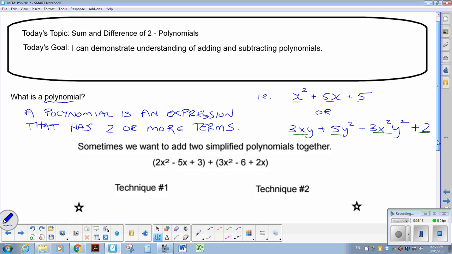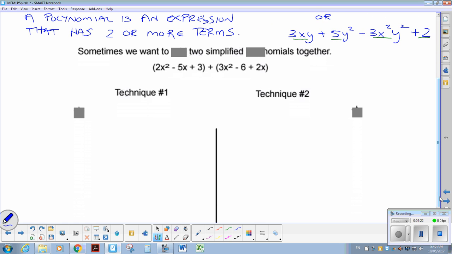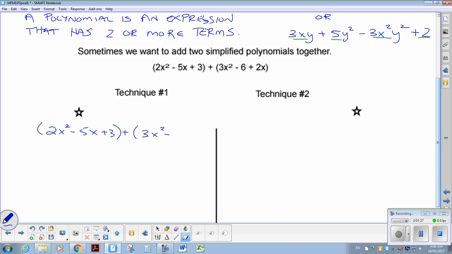So what we want to be able to do is add them together. And there's two techniques, two approaches that you can use. The first technique is kind of working with it as is. So I'm going to just rewrite it basically from above. It's minus the 6x, minus 6 plus 2x.